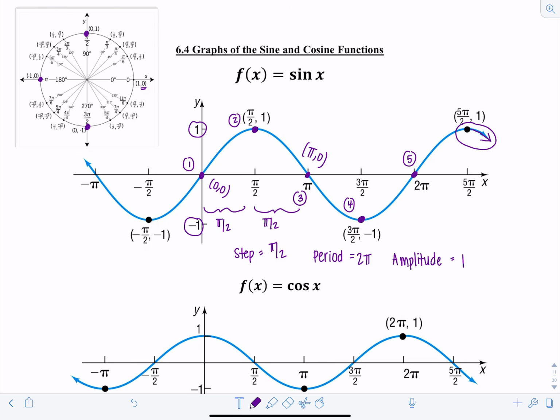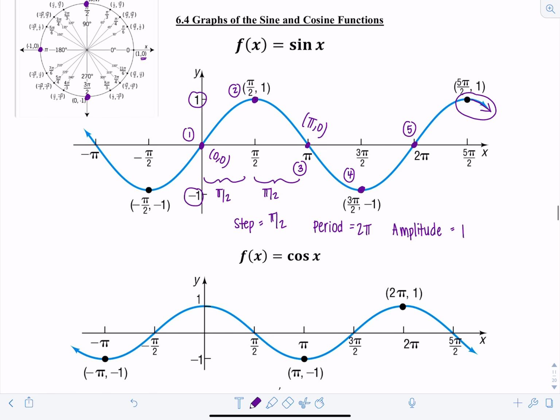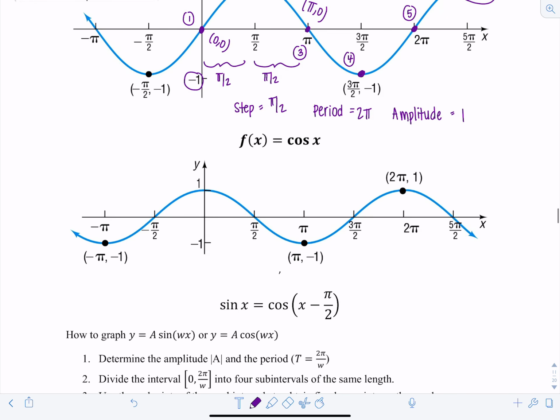For cosine, it's pretty much very similar. The step and the period are the same. It's just been shifted pi over 2. Do you see that? So this has been shifted by pi over 2 to the left. And that's what that says right there, right? Remember our transformations? The graph of sine of x is the same as the graph of cosine of x shifted pi over 2 to the right.